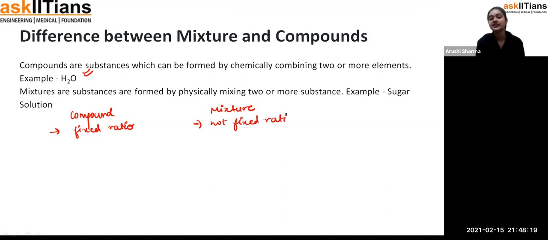For example, students, you have one glass of water, so you can add 1 spoon of sugar, you can add 2 spoons also. If you increase the water level, you can add more sugar into it. So it does not have any fixed ratio of how much sugar to add for how much water. When you increase the water level, you can add more sugar into it. So that's how in a mixture we don't get any fixed ratio. It's according to our wish. But for the compound, it is fixed. We can't alter it. Okay.